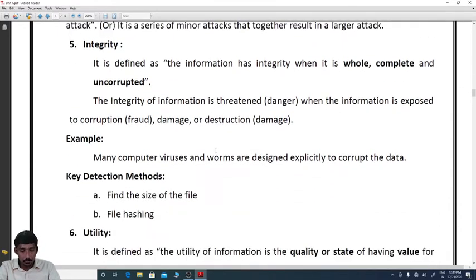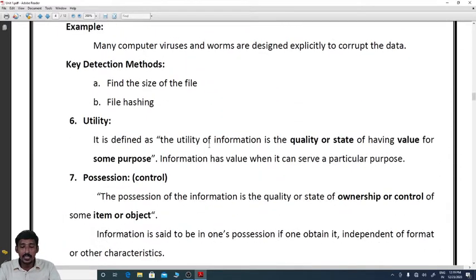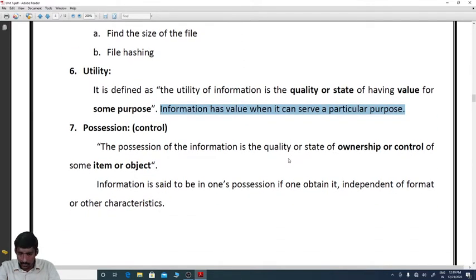The next one is utility. Utility means the quality or state of having value for some purpose. It means that if the information available in the organization has some special purpose, then that information needs to be secured. So utility plays a major role, because the information has a special value and plays a special role in an organization. The next one is possession. The possession of information is the quality or state of ownership or control of some item or object. Possession is simply called control. Every piece of information has some ownership, so we maintain those states of control. That is called possession.